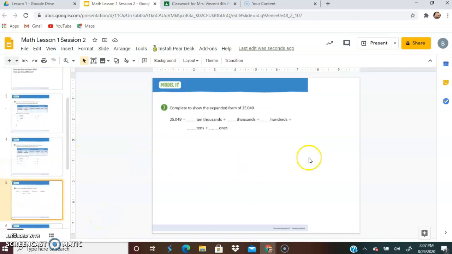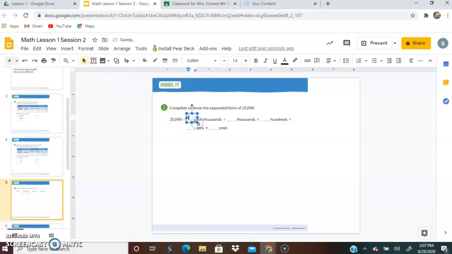Okay, so now let's look at this expanded form of 25,049. So in the 10,000s place, I have the digit 2. 2 10,000s. In the thousands place, I have a 5. In the hundreds place, I have a 0. In the tens, we have a 4. And in the ones place value, we have a 9.